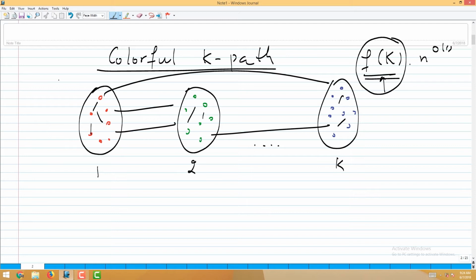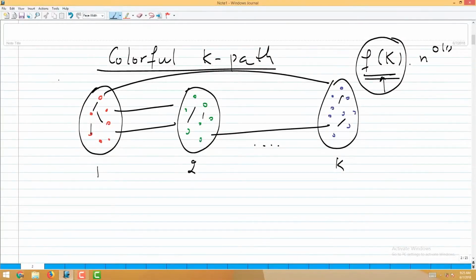So basically, look at all possible permutations of these colors. For these 3 colors, permutations will be red, green, blue; red, blue, green; green, red, blue; green, blue, red, and so on. So there are 3 factorial. If there are 3 colors, there are 3 factorial possible orderings of these colors. Okay, so you just guess. If there was a colorful k path, it will visit these colors in some particular ordering. You just guess that ordering. When I say guess that ordering, as in you try to find a colorful path for every such ordering.